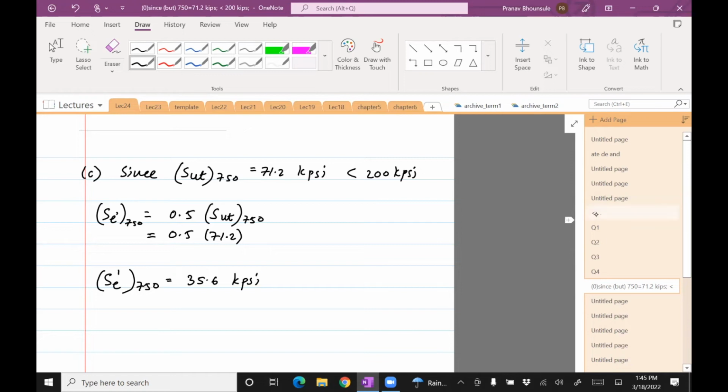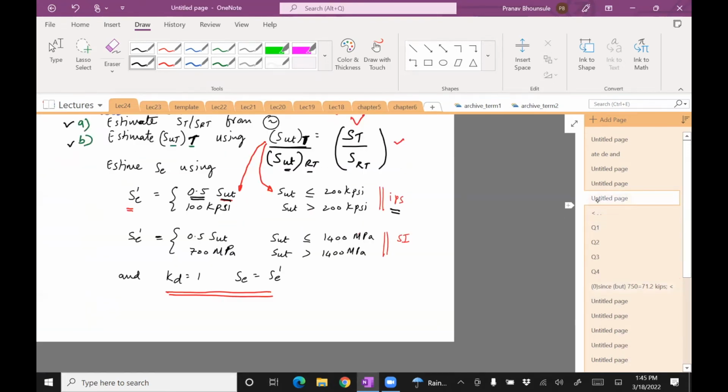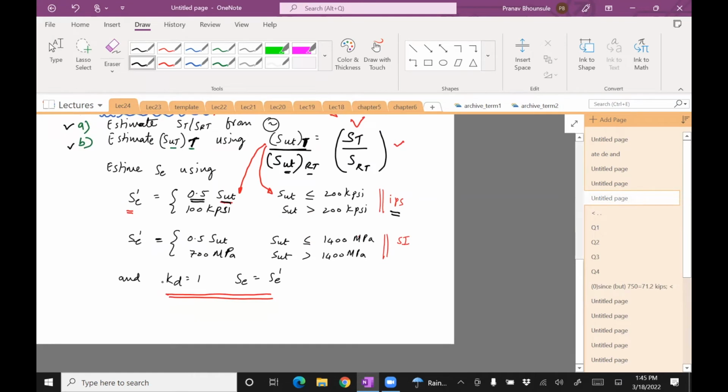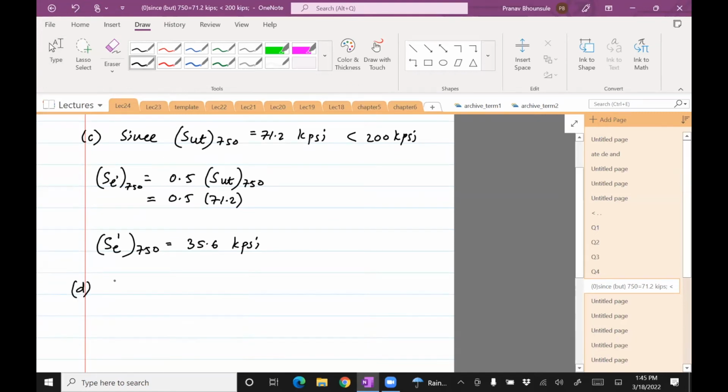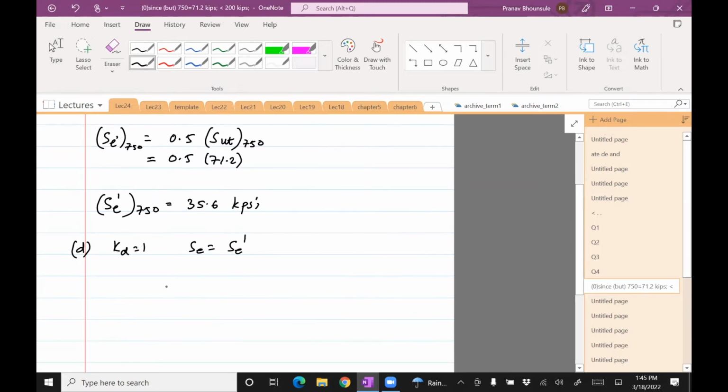Okay, and then let's see what the last step is. So this is C, this is D. D says that if that's true, then KD is 1 and SE is SE prime. So we pretty much solved for SE. So this is step D. KD is 1, and so SE is SE prime. And so our final answer is SE at 750 is SE prime at 750, which is 35.6 kPSI.